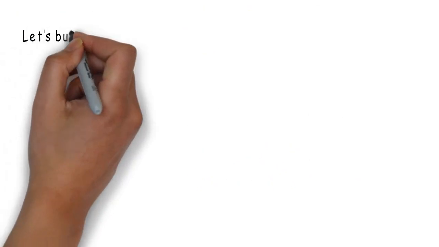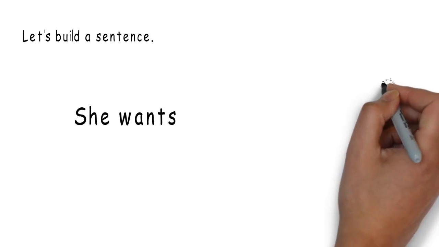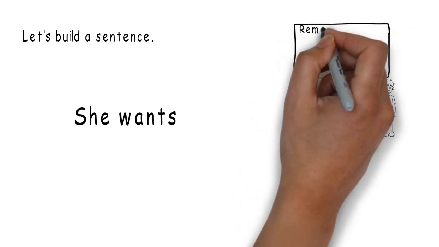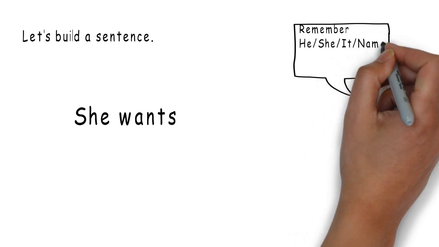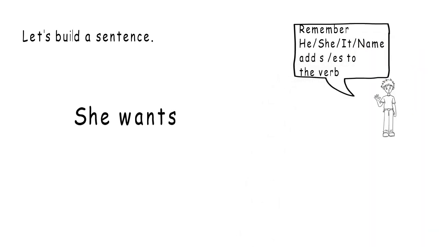Let's build a sentence. She wants. Remember, he, she, it, and a name add s and es to the verb.